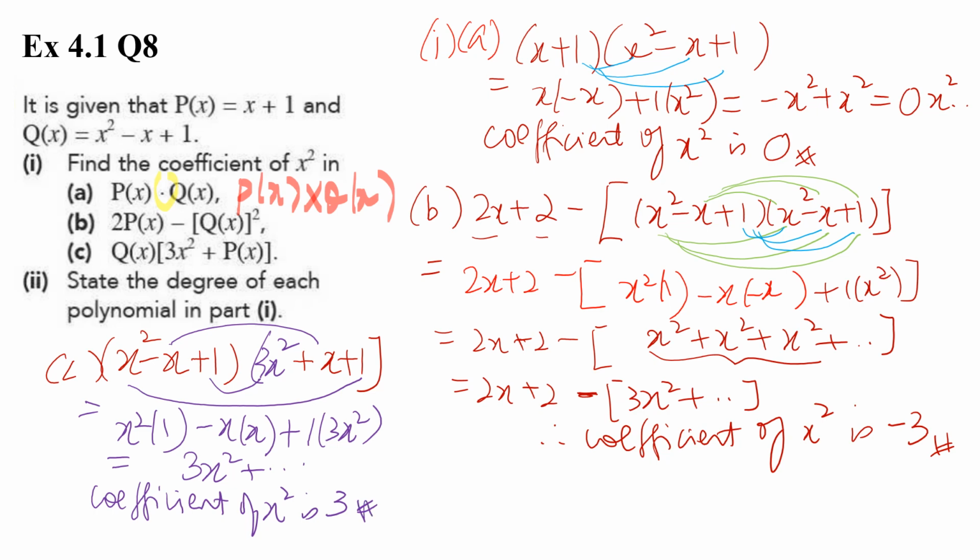How about part 2? Part 2 will be easier because basically the degree of your polynomial is the one with the highest power. Usually the highest power will come from the first term, so you just need the first term. For part A, the first term will be this x times x squared, which gives you x cubed. So that will be degree 3.